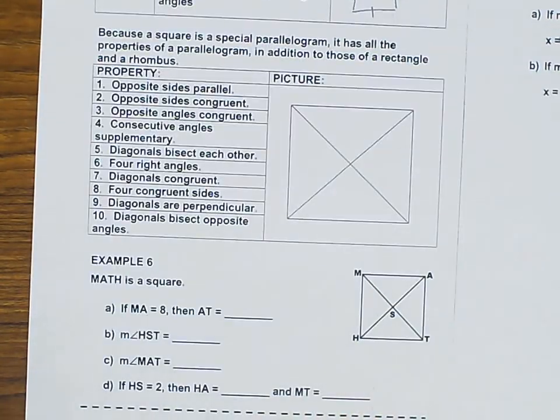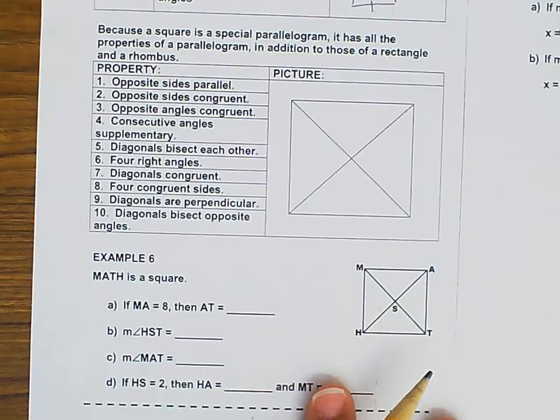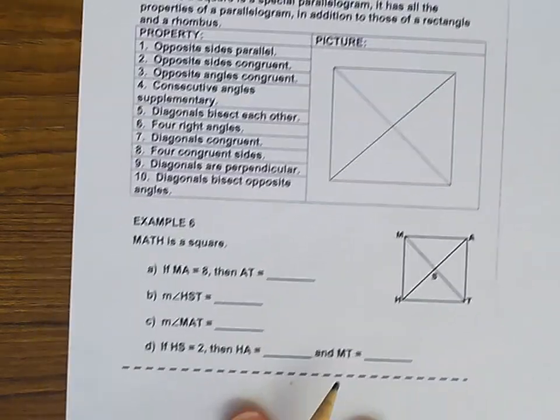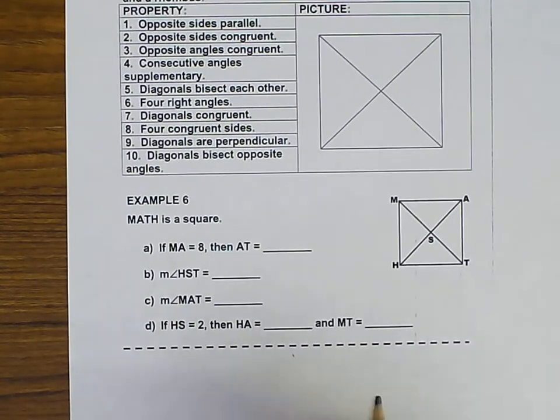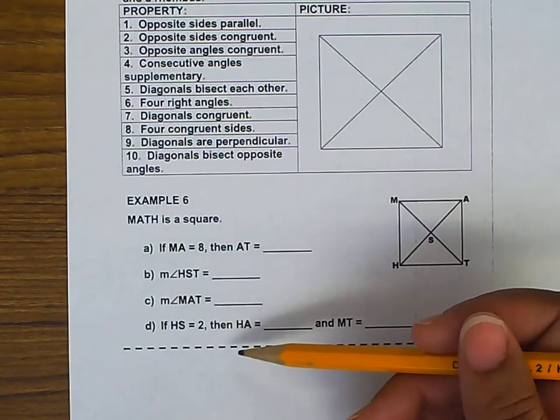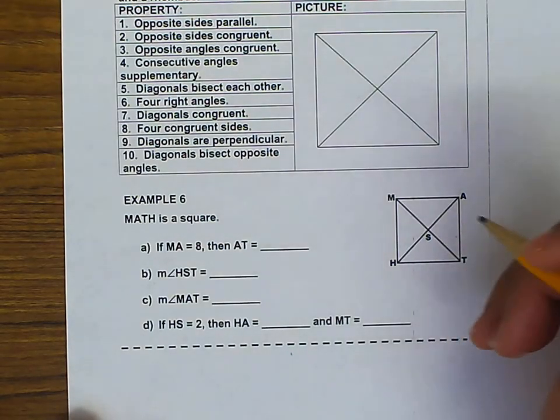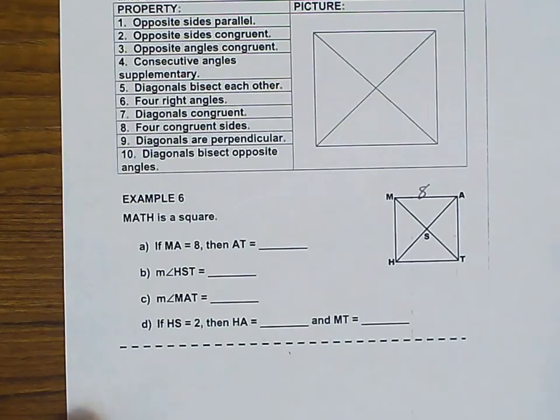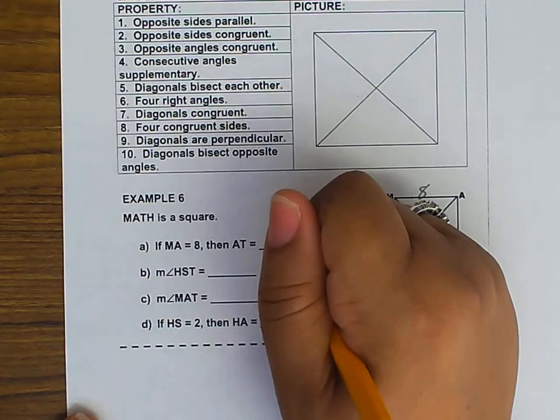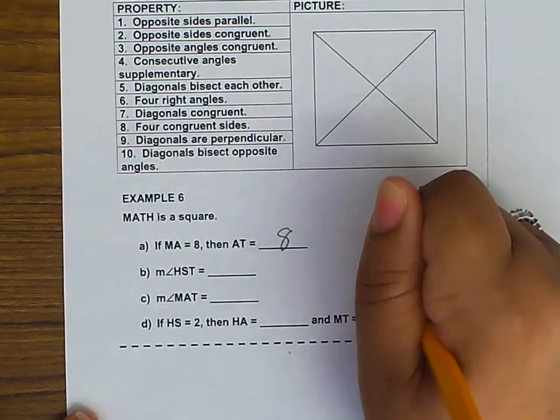All right, so now we're just going to go ahead and try to do some square problems. There's not that many examples. As you can see, there's only 2. Example 6, again, you do need to copy the entire thing, and you need the picture. So let's just look at it. It says MATH is a square. All right, so if MA equals 8, then AT also would have to be what? 8, because all these are the same.